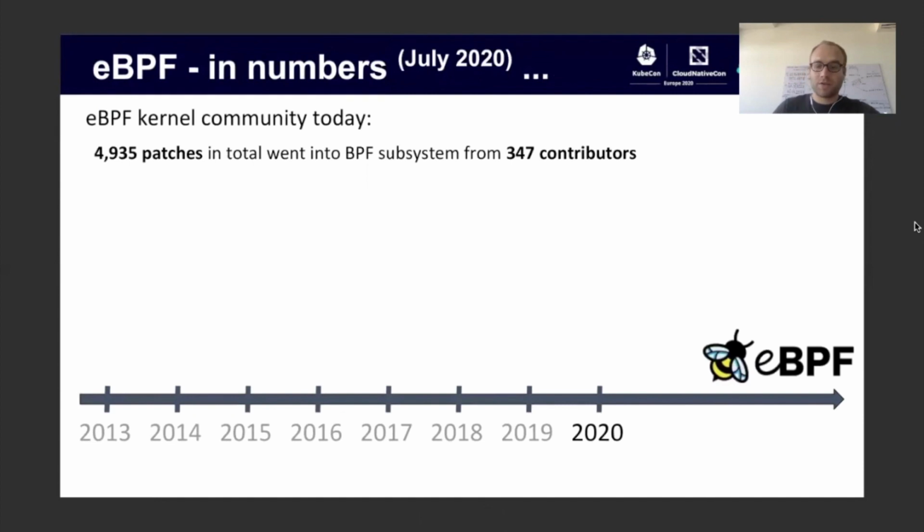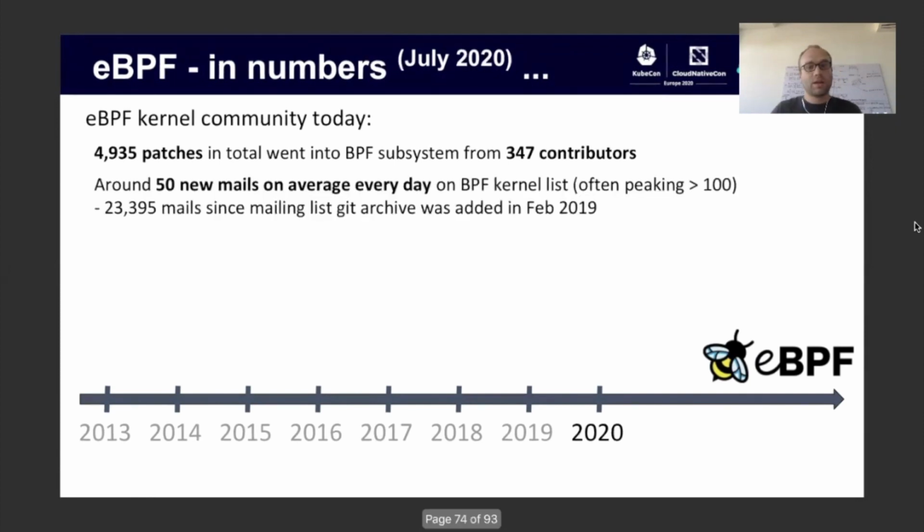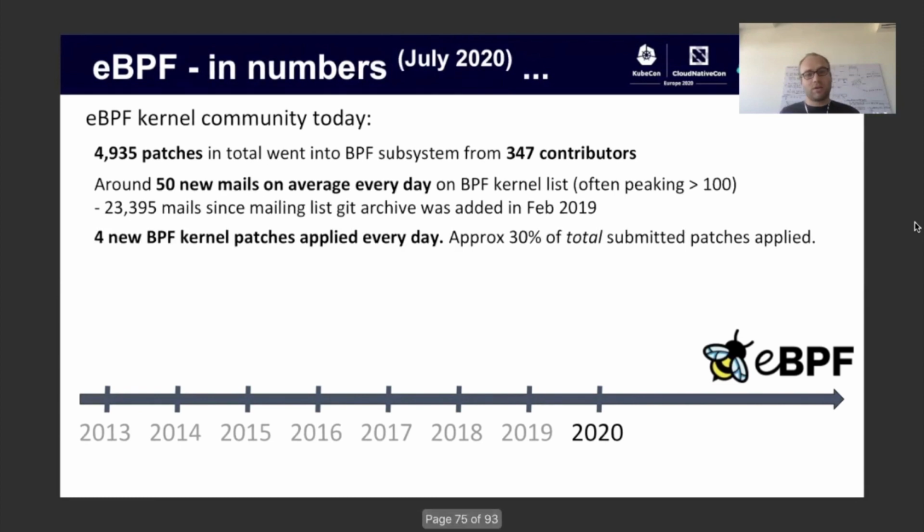eBPF in numbers. If you look at how many patches have been contributed to the kernel community today, around 5,000 patches went into the BPF subsystem by around 350 contributors, which is quite nice to have such a large community. These days, there are on average around 50 new emails every day on the BPF kernel mailing list, from Monday to Sunday. And around 4 patches on the BPF kernel subsystems are applied by Alexei and myself.